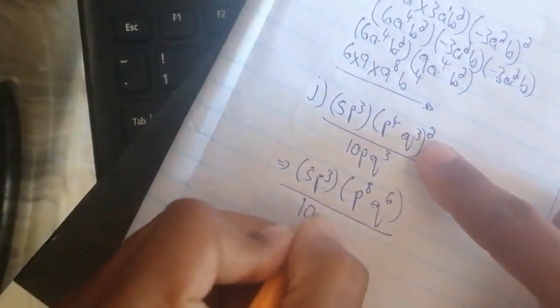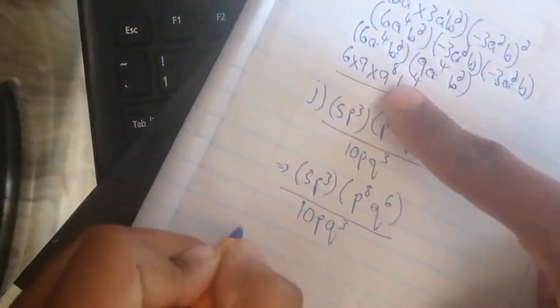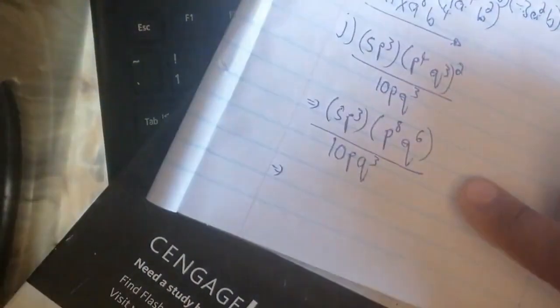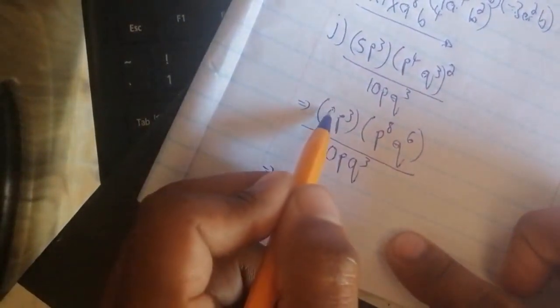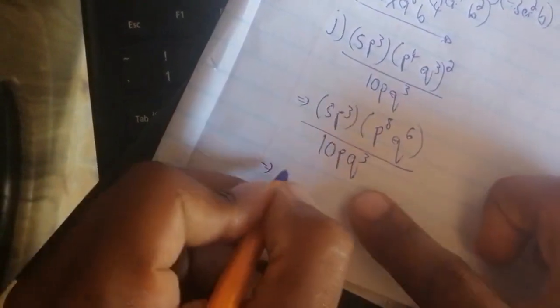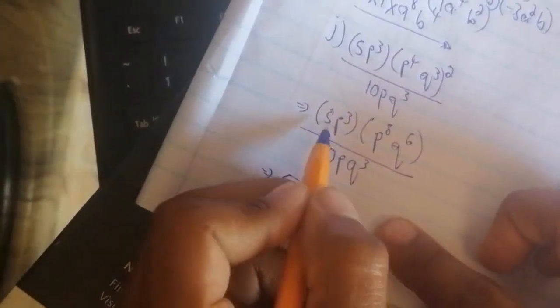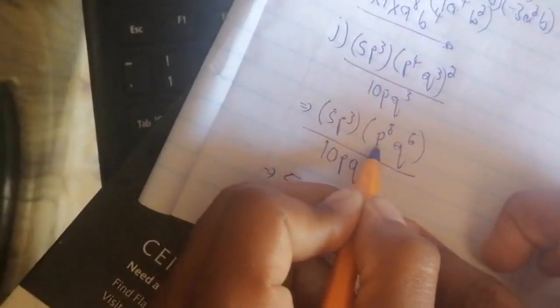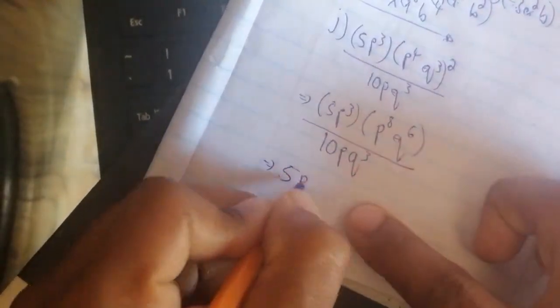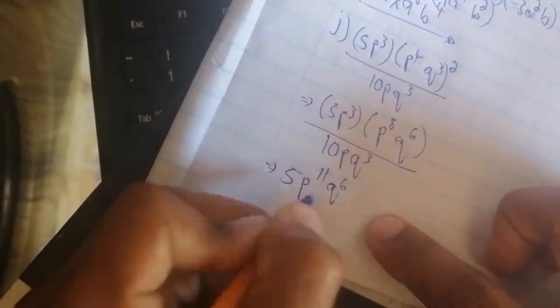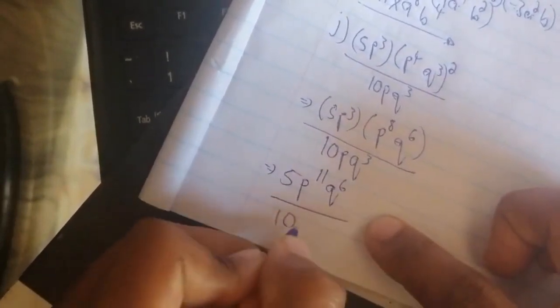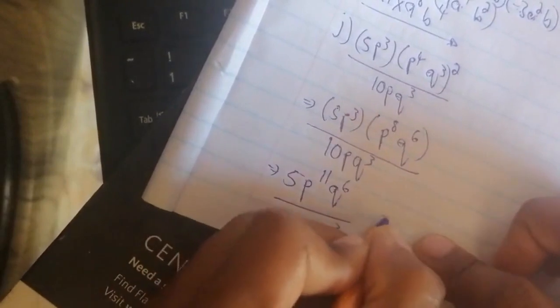And you can divide by 10pq³. And then from there, there's something else that you can do. From here, you have a 5. You can bring it down. Look what is happening: p³ multiplied by p⁸ should give you p¹¹. And then you have your q⁶ divided by 10pq³.